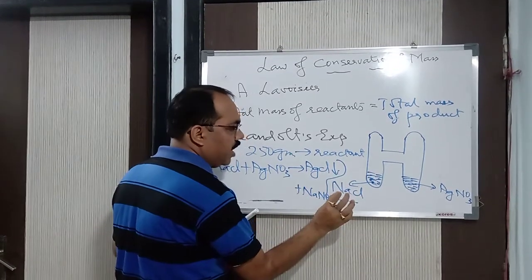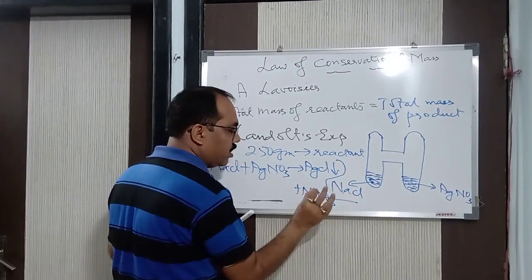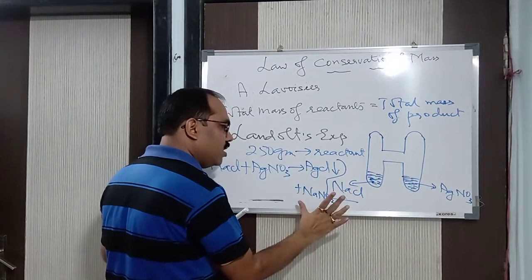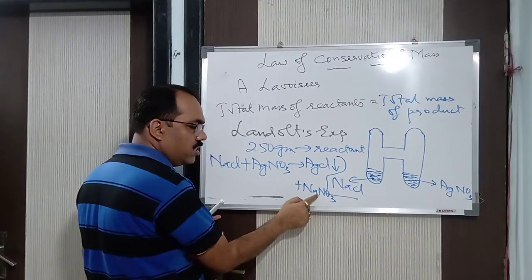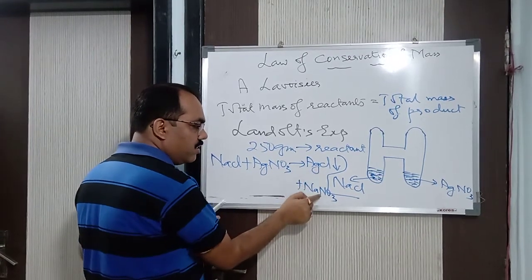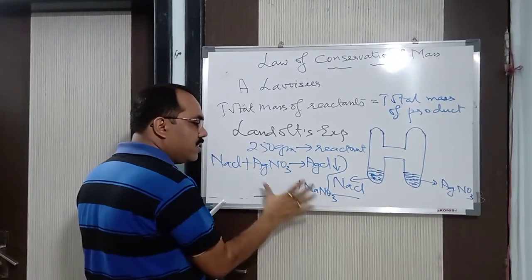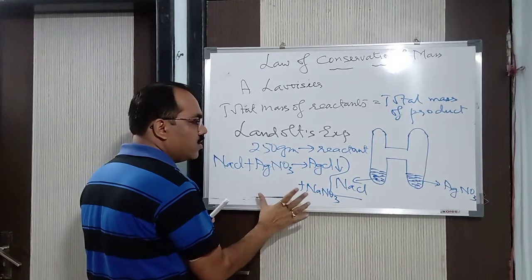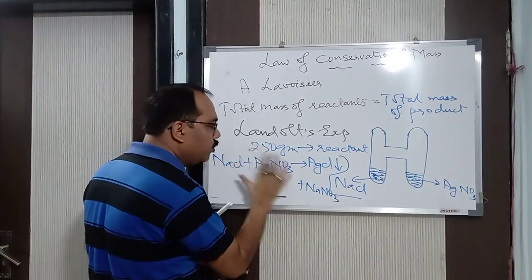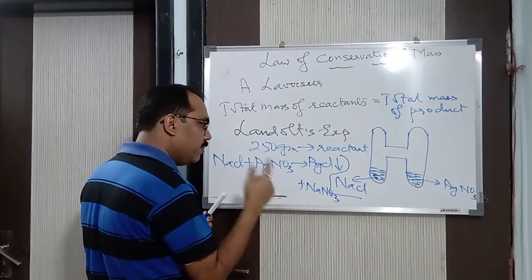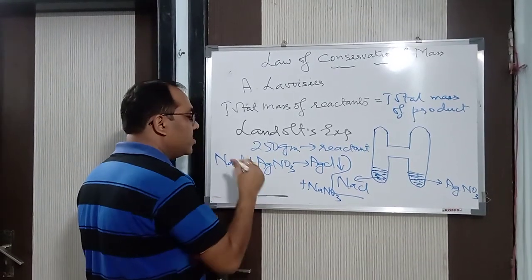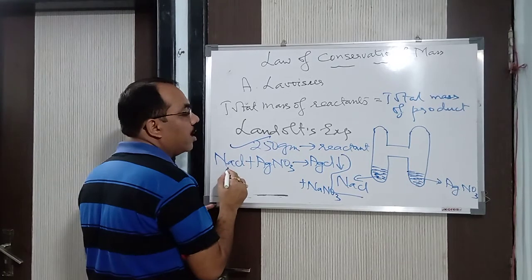Just wait for some time for the reaction to get completed. I think you can see it very clearly, that is AgCl and NaNO3 being formed. Once the reaction has got completed, you re-weigh the tube. Again you re-weigh it. After the reaction has completed, that means you are taking the weight of the product. How much is it? Same thing, 250 gram.